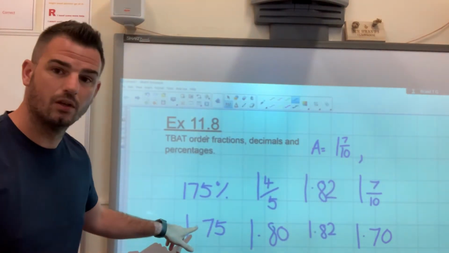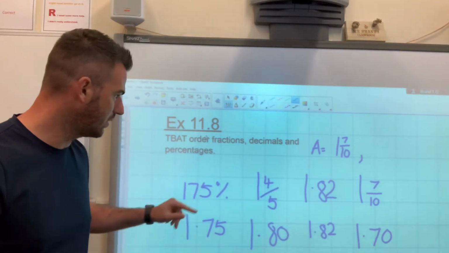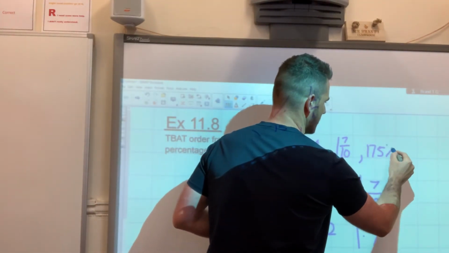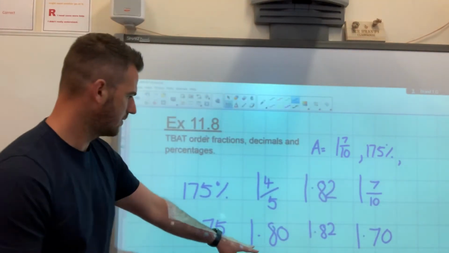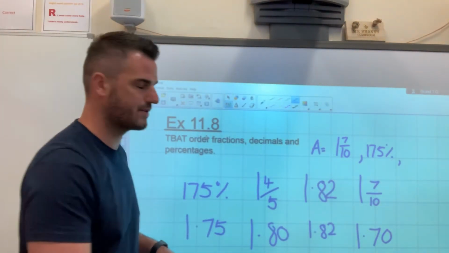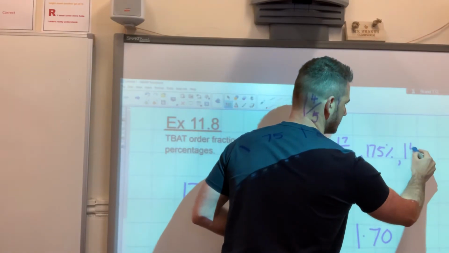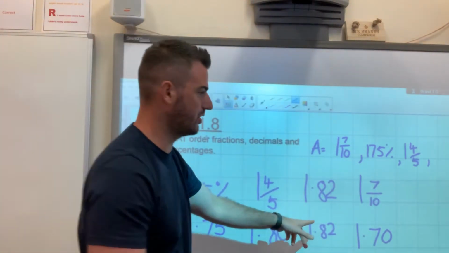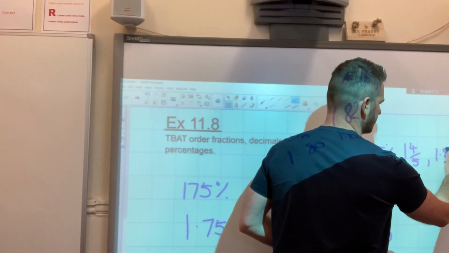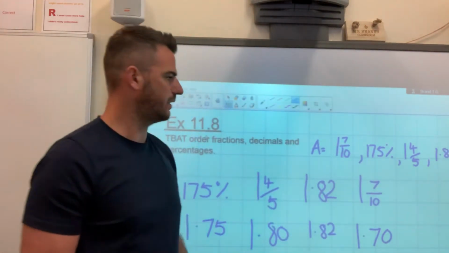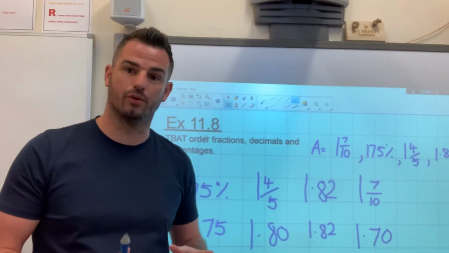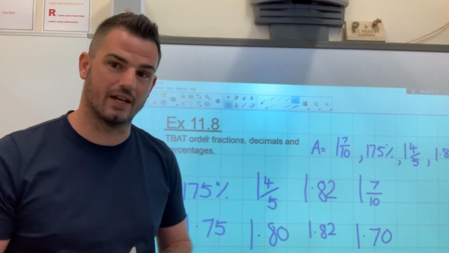Looking along, 1.75, well, that's the same as 175%. That's our next smallest. Then 1 4/5. Finally, the largest is 1.82. And there's our answer there. We've ordered those initial numbers by making them all the same.